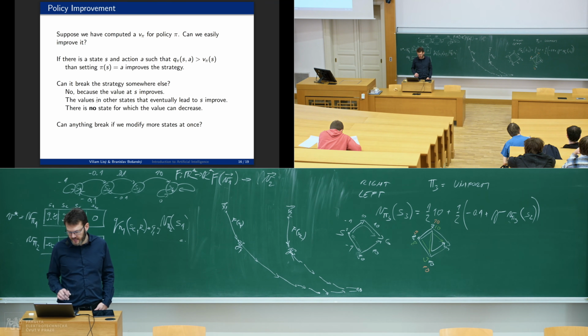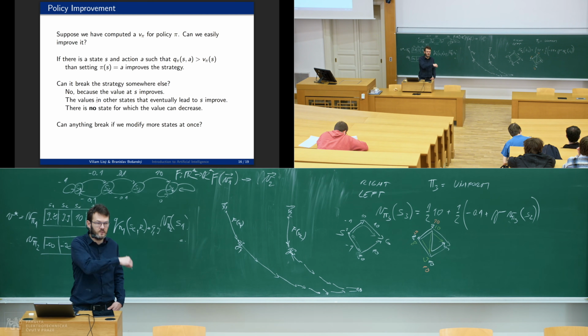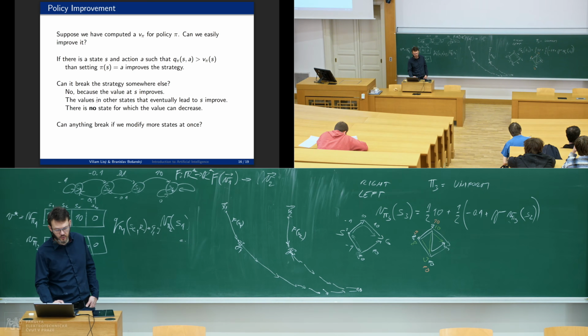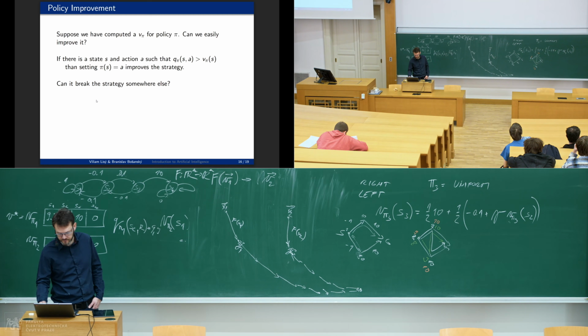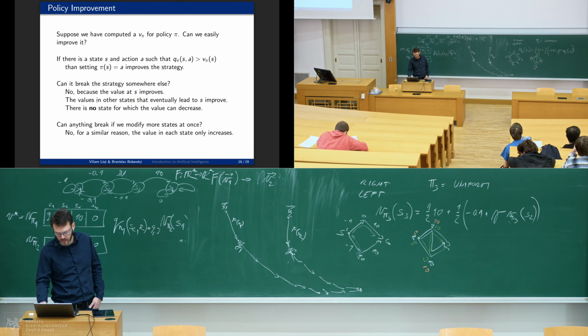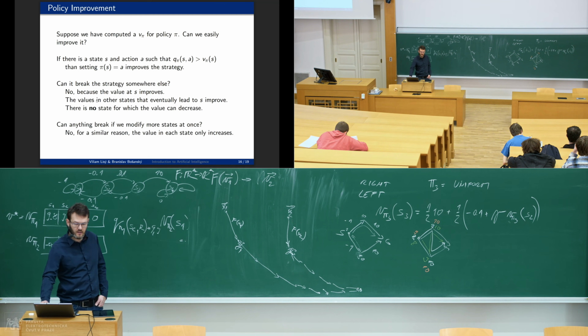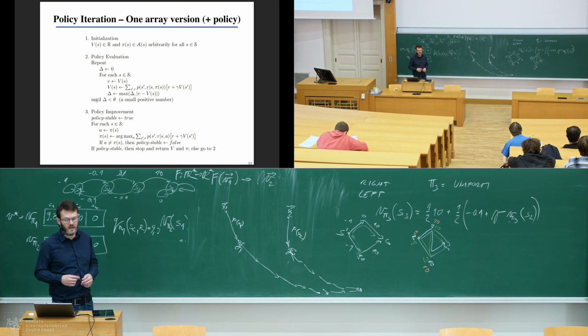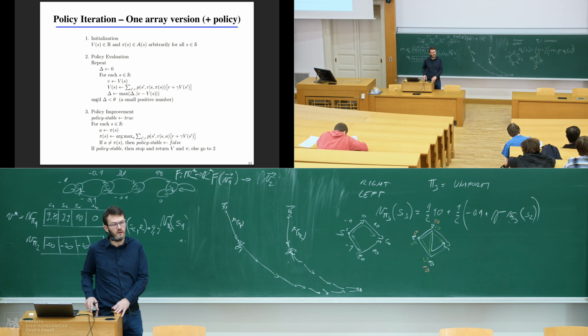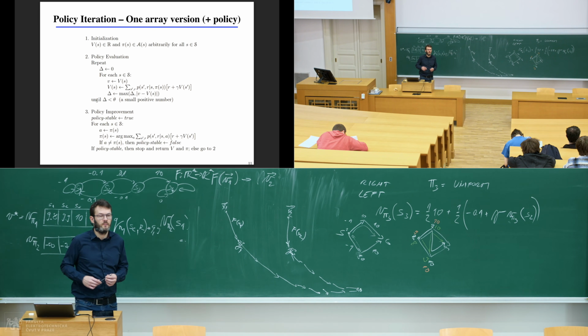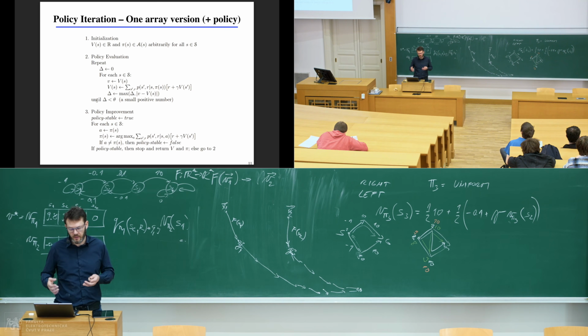It improves in that state, and if some other state doesn't go there, nothing happens. If some other state goes there, then it will also benefit from the improvement. And nothing can break if you go to multiple states. So that gives us the already full algorithm for solving MDPs, right? Before we were just evaluating fixed policies. Now we'll be evaluating policies and improving policies.